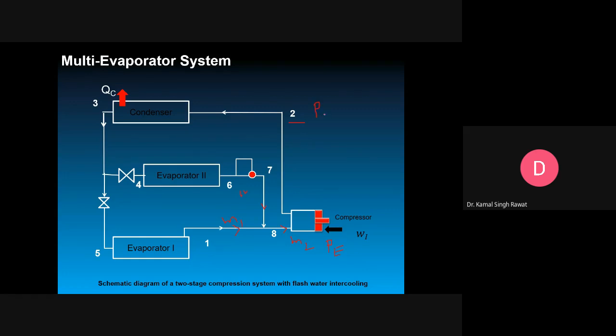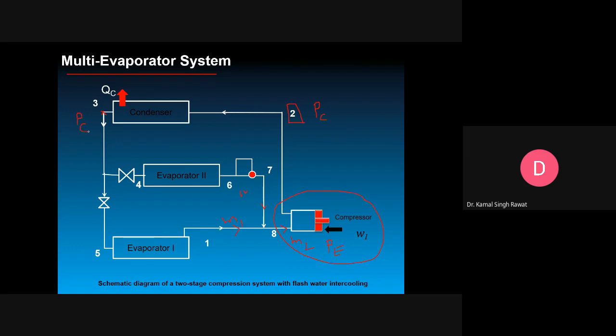So you should note that point. In the multi-evaporator system, we have only one compressor. So we have done the direct compression from the evaporator pressure to the condenser pressure. And at point 2, we have superheated vapor. This superheated vapor enters the condenser, where it rejects its heat in an isobaric process. And at point 3, we have a saturated liquid at condenser pressure.